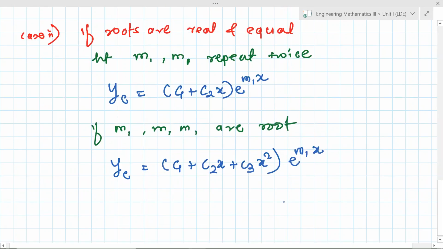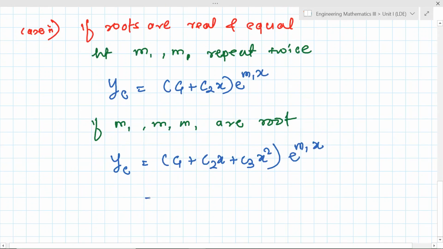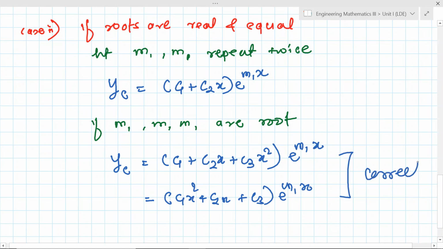One can also write this, in some books you may find it like this, c1 x square plus c2x plus c3, e raised to m1x. Both the answers are correct. They have just written it in a different way. You can write either this or this, it is correct. So we will use this. Now this is the case for real and equal roots.